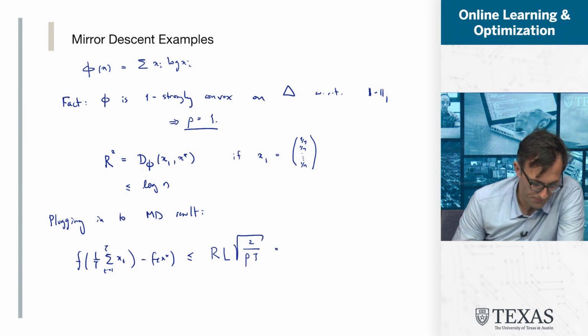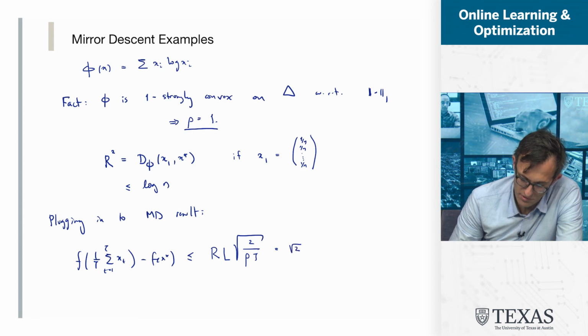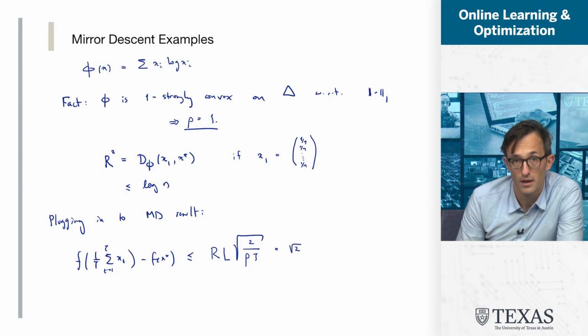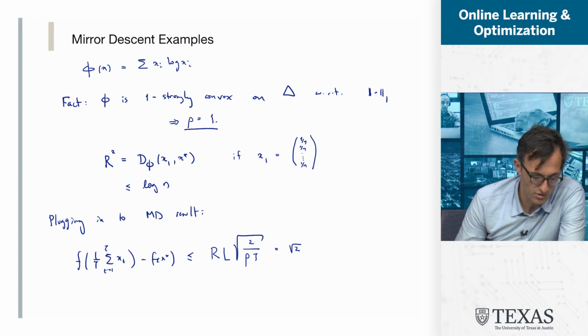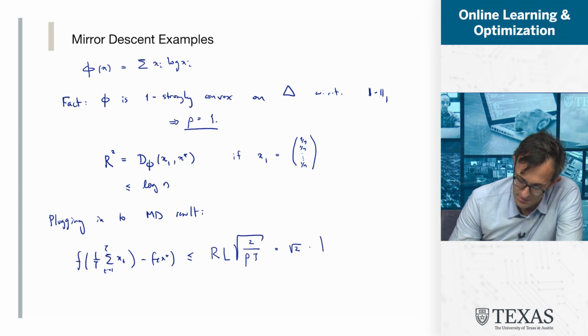So we've got that this is less than or equal to square root of 2. R squared is equal to log n, so R is equal to square root of log n. L is equal to 1. Rho is equal to 1. So this is going to be square root of 2 times square root of log n over t.